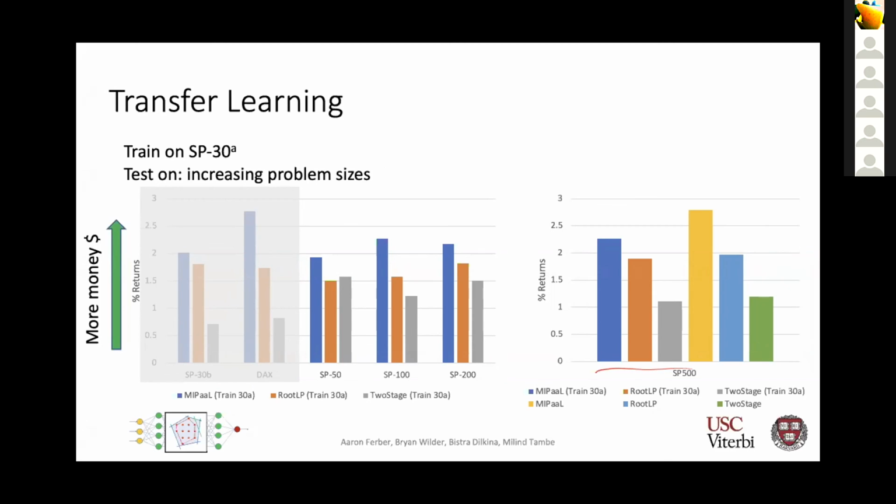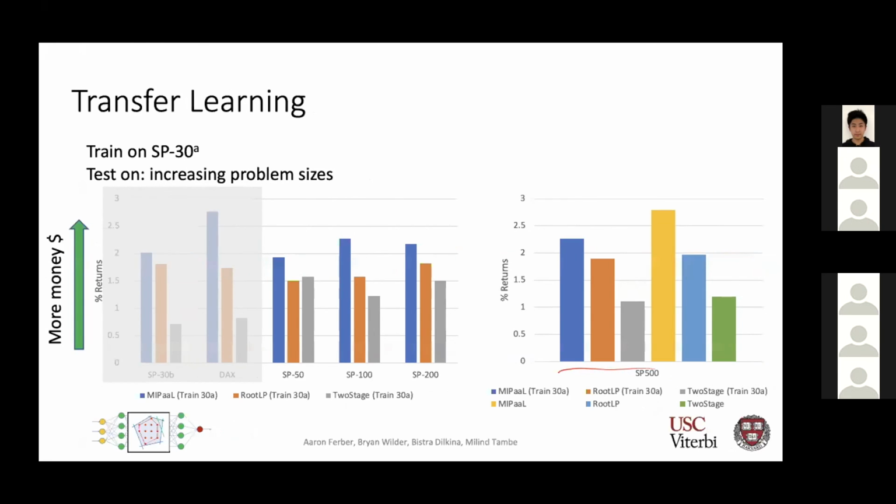the model trained to optimize over 30 stocks outperforms baseline approaches that are trained to pick among the full 500 stock data set. So this indicates the model is learning something general and transferable about which stocks to put in the portfolio and which to avoid.